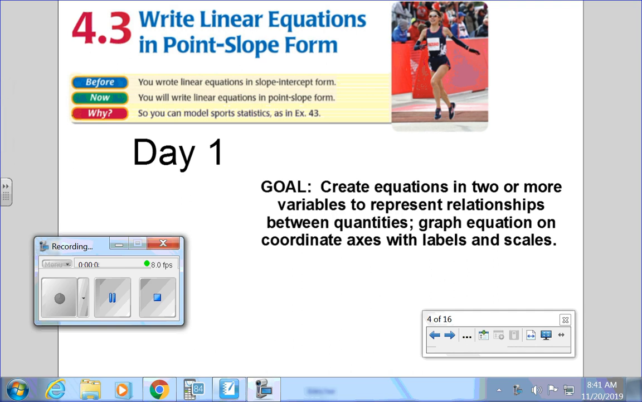We went from 4-2 day 1 to 4-3 day 1 in our notes because 4-2 day 2 was just practicing the skill. There wasn't any more notes to add. So if you're at home and you're confused about what lesson's happening when, 4.3 day 1 is coming right after 4.2 day 1. Okay?